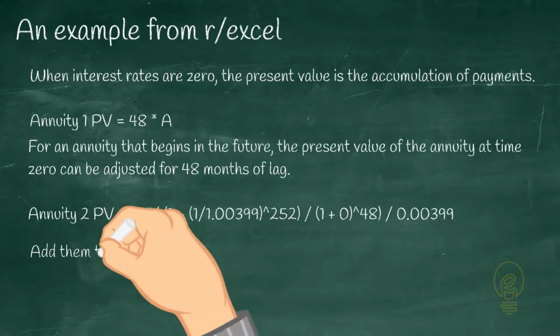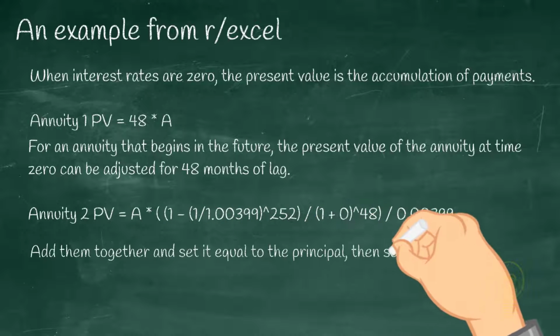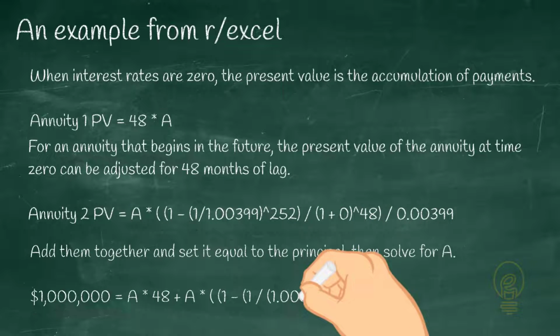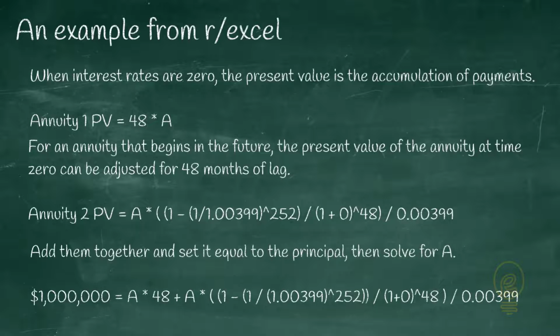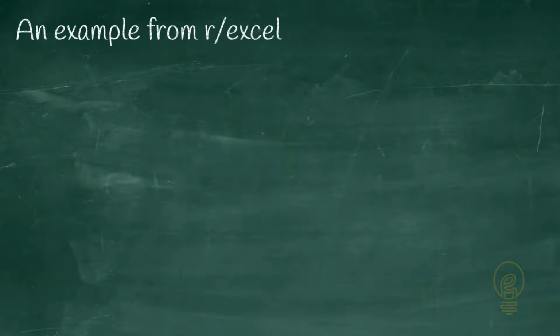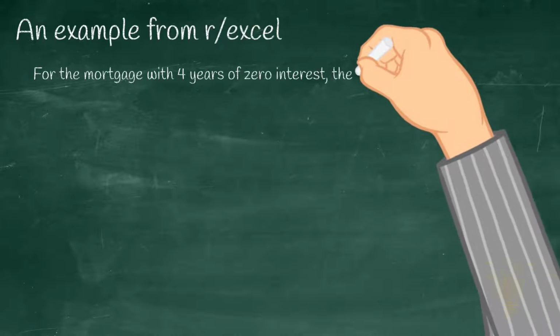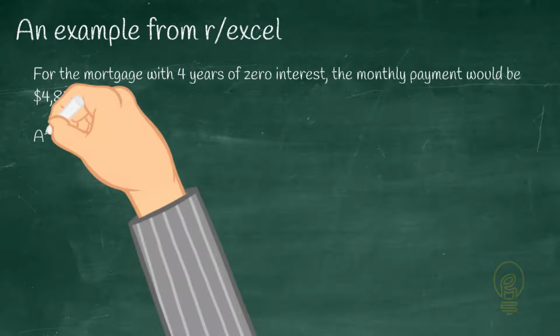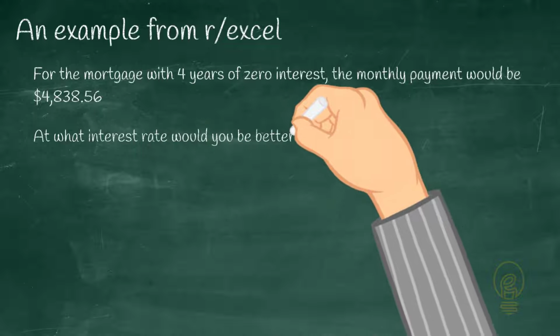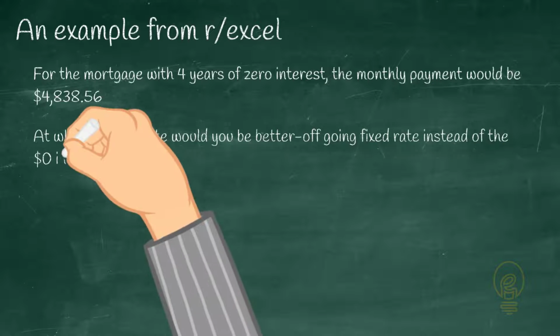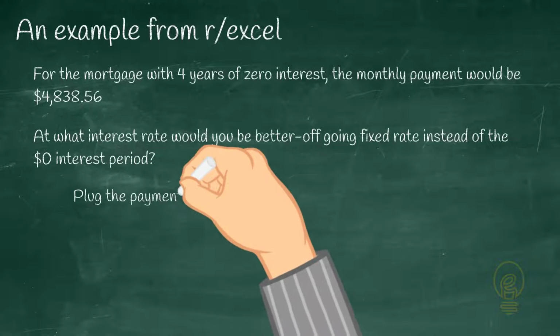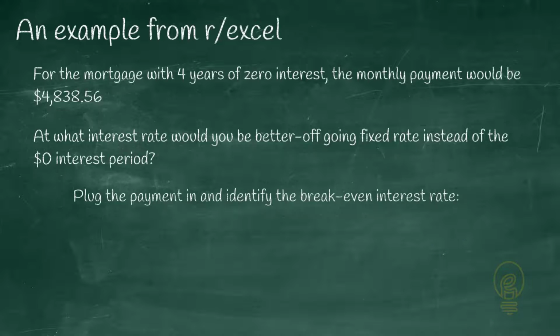For annuity 2, the present value will be 252 months of payments, discounted for the initial 4 years of 0 interest. When we add these two annuity formulas together, we have a formula that we can solve for the monthly payment necessary for this combined loan. When we solve for A, we'll determine that the fixed monthly payment for these loan terms would be $4,838.56. That's somewhat helpful, but what if we're shopping across different loans?